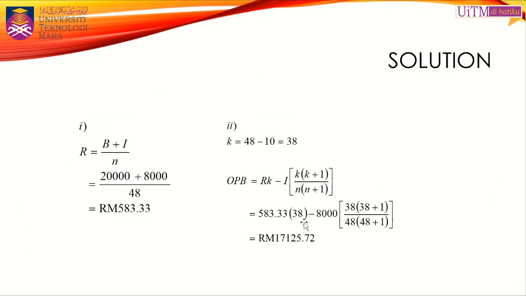In order to find the monthly payment, one of the formulas that you can use is R equal to B plus I divided by n. Before you use this formula, check whether you have all the information or not. Or if you don't have one of the information, see whether you can find it indirectly. So you have R equal to B plus I divided by n. You already know the value of the balance, that is 20,000. You have also been given the interest amount, that is 8,000. And you are also given the total number of payments, n equal to 48.